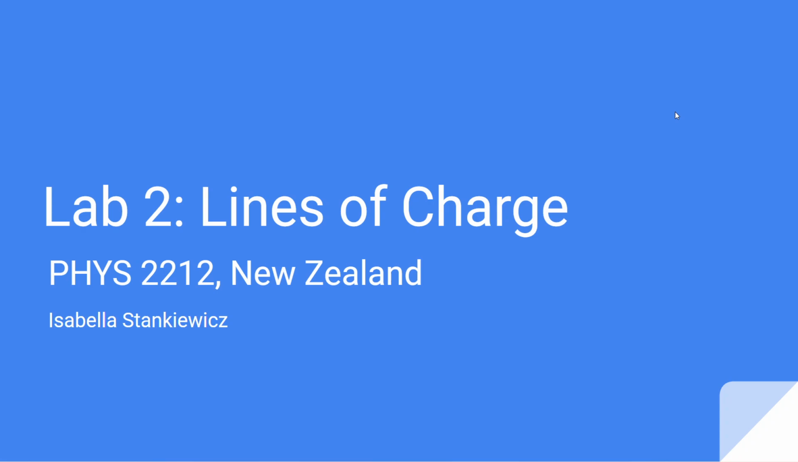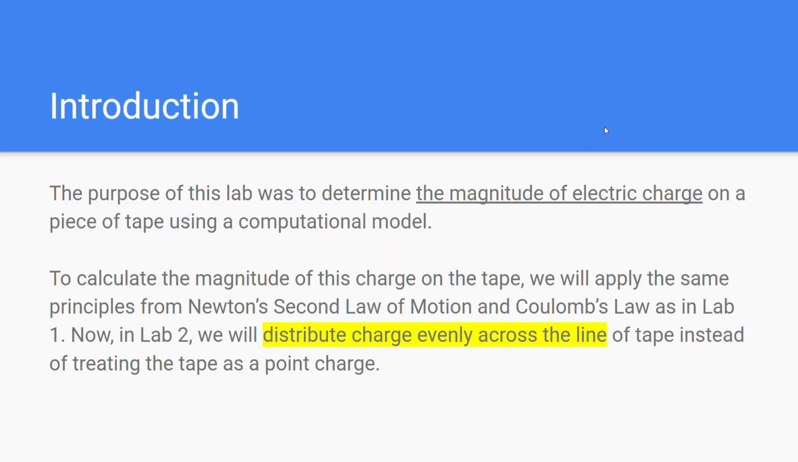and this is Physics 2 Lab 2, Lines of Charge. So to begin, the purpose of this lab was to determine the magnitude of electric charge on a piece of tape using a computational model.